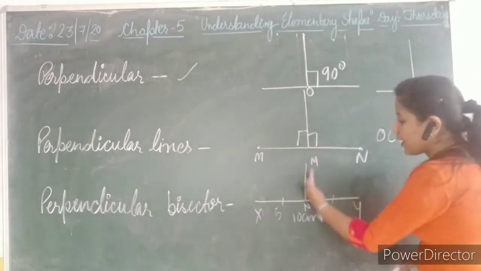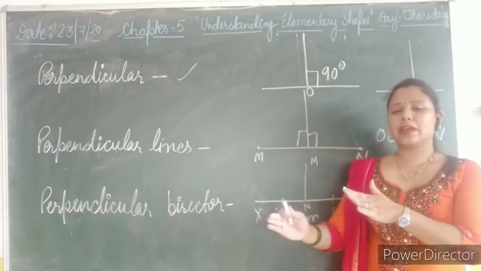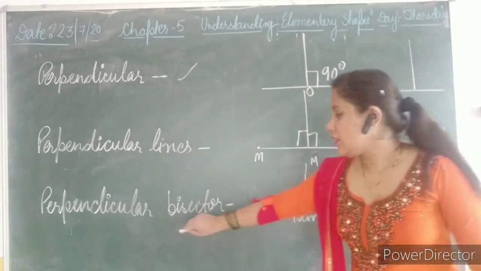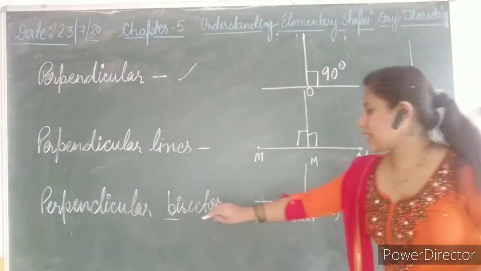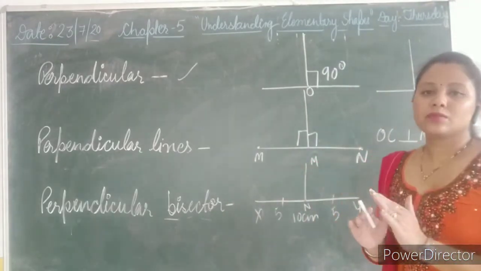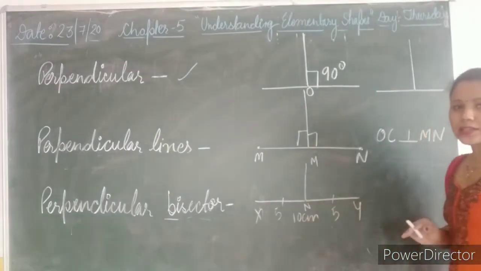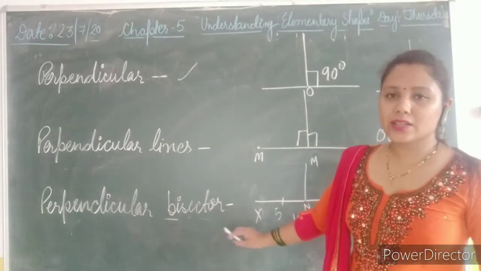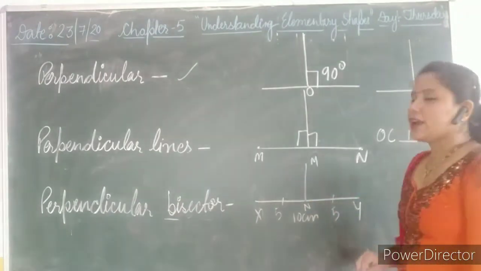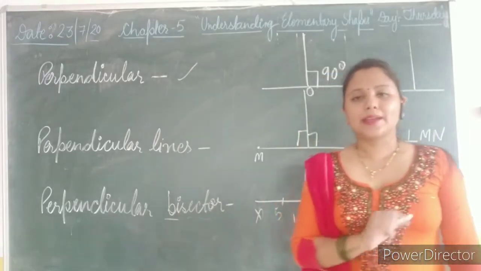When your perpendicular line divides the line segment into two equal parts, that is your perpendicular bisector. Bi means two, sector means pieces. When it divides the line segment equally into two parts, that is your perpendicular bisector. So what is the meaning of perpendicular bisector? When your perpendicular line divides the line segment into two equal parts, that is your perpendicular bisector.